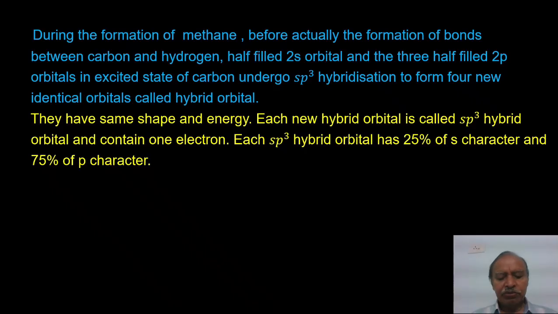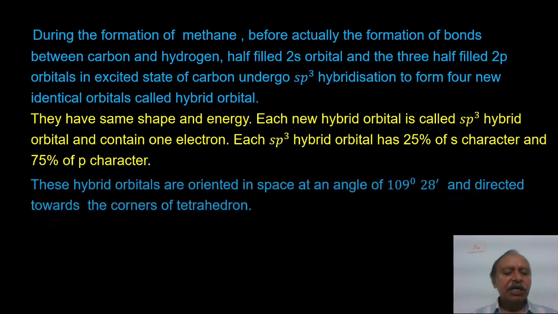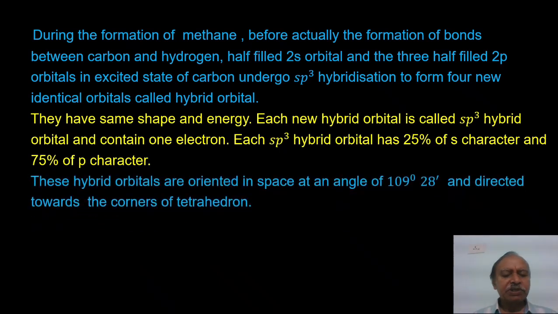Now these 4 new hybrid orbitals have the same shape and the same energy. They are directed in space and oriented in 3-dimensional space at an angle of 109 degrees 28 minutes, and they are directed towards the corners of the tetrahedron.